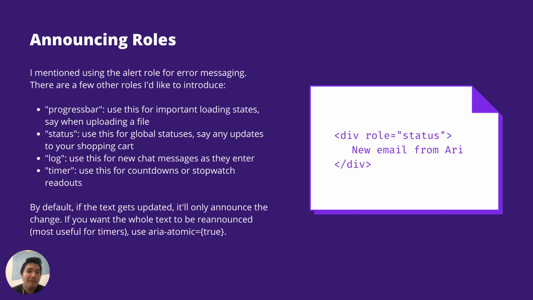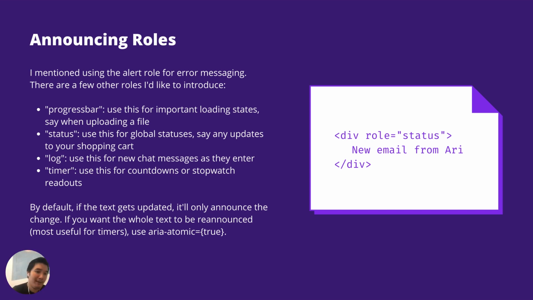By default, if the text gets updated, it'll only announce the change. So it looks at what the sentence used to be and what the sentence is now, and it'll only say the extra words. So if you want the whole text to be re-announced, which is probably most useful for timers, use aria-atomic equals true. So here, role equals status.